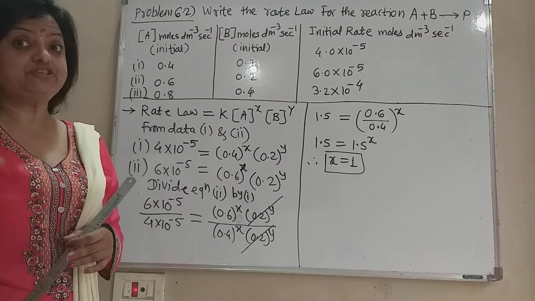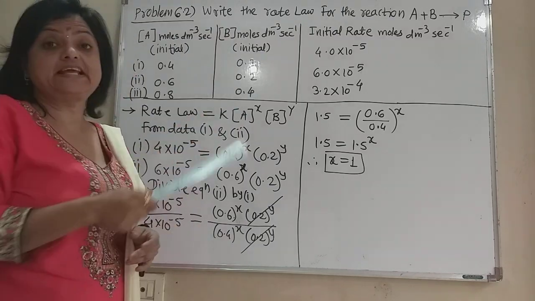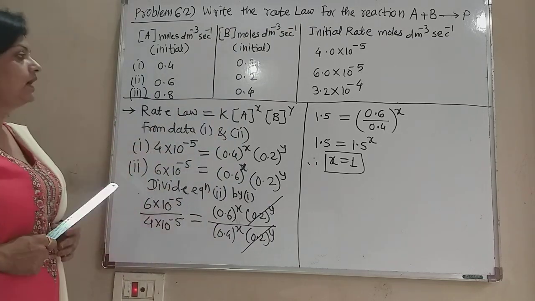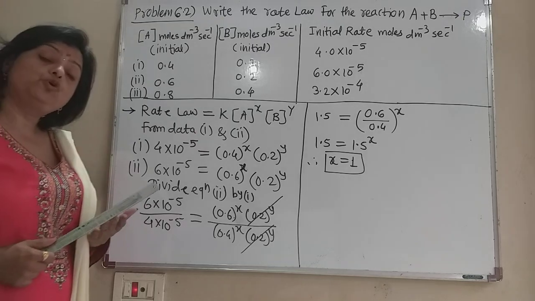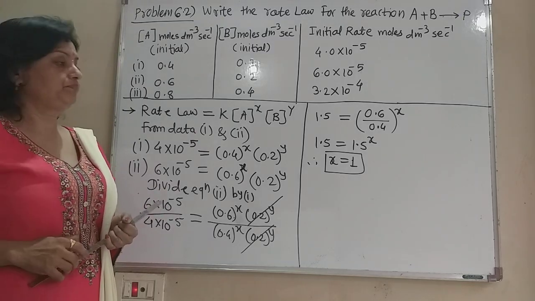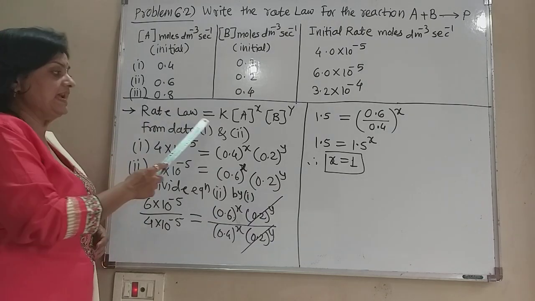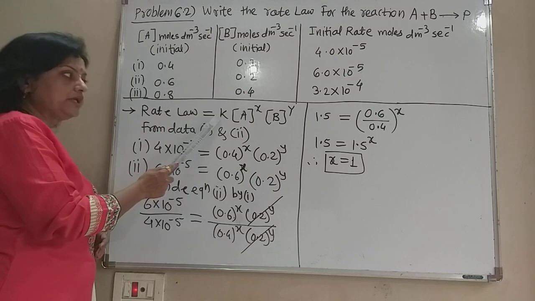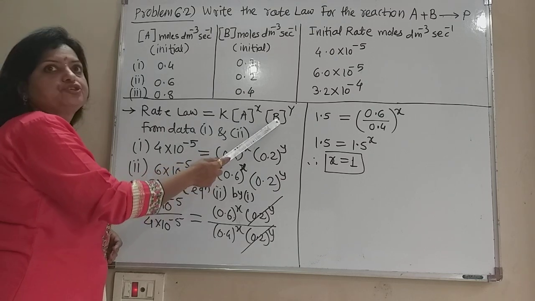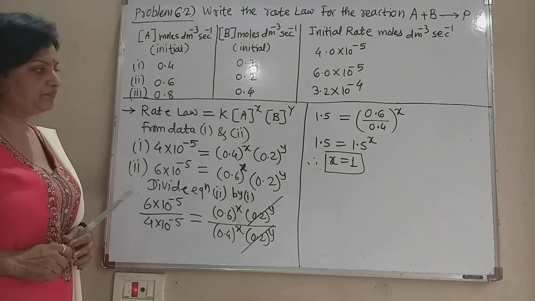In the language of the rate law, we have to write the rate law for this reaction from this data. That means we have to find the values of the powers x and y. We know that the rate law is generally given as rate = k × [A]^x × [B]^y. Now we have to find x and y.